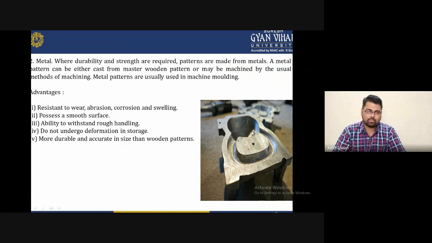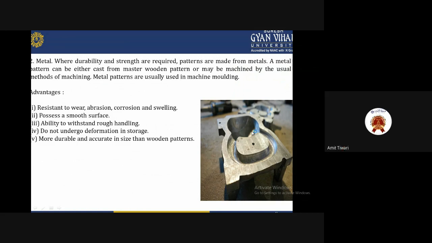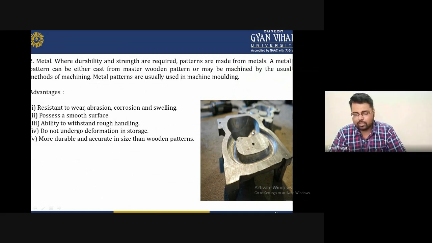It resists wear, abrasion, corrosion and swelling; these features are available in metal. Second, it possesses a smooth surface. If we compare wood with metal, metal has better surface finishing and surface smoothness as compared to wood. So these are the advantages of making metal a good pattern.